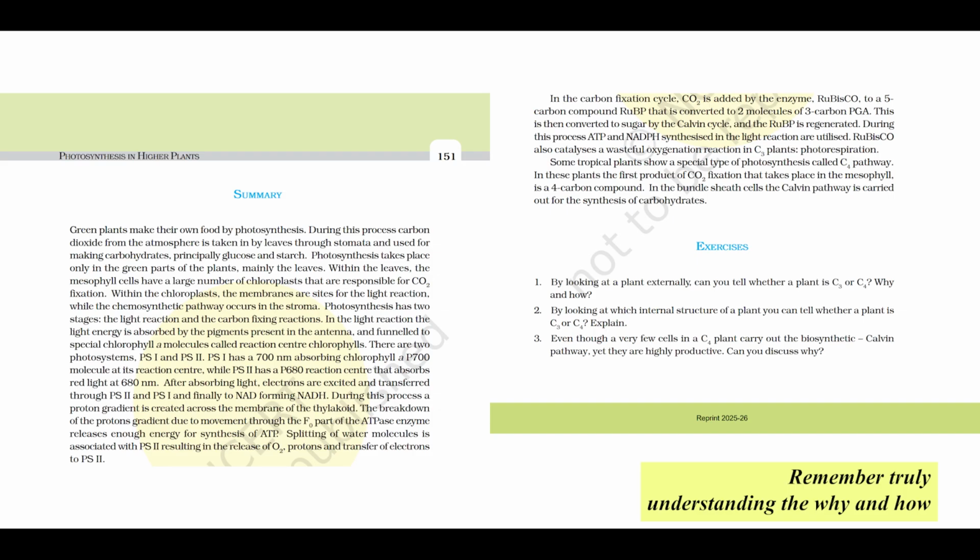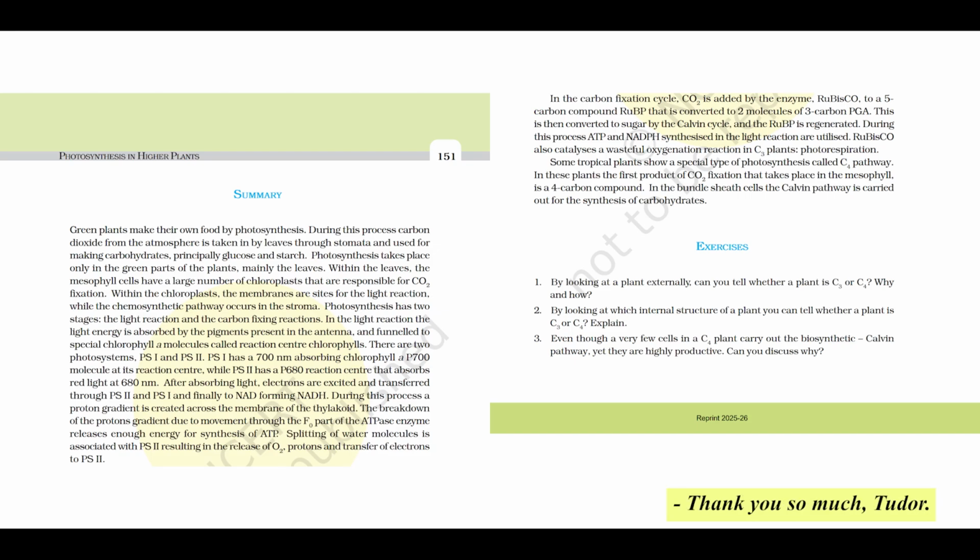Remember, truly understanding the why and how behind these processes, not just memorizing facts, will not only help you score better, but also give you a much deeper appreciation for the sheer elegance and complexity of life itself. If any doubts still linger after you revise, please don't hesitate to reach out. Keep up your focused efforts, keep learning, and keep growing.